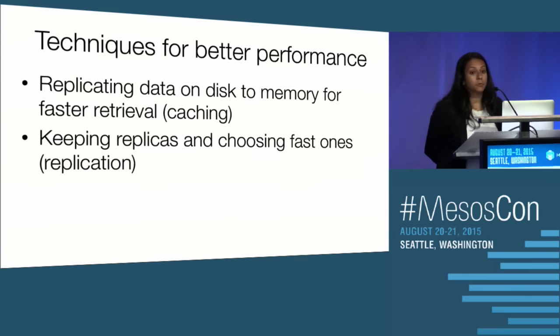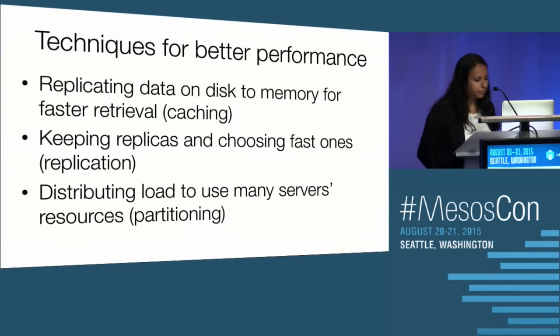Another technique is keeping replicas, keeping multiple copies of the data that you need to retrieve or write, and then choosing amongst the replicas to try to get the faster ones. This is another way of getting higher performance because you're reducing the variability in your system. And then another really common way is partitioning. What this means is you are trying to distribute the load amongst multiple servers.